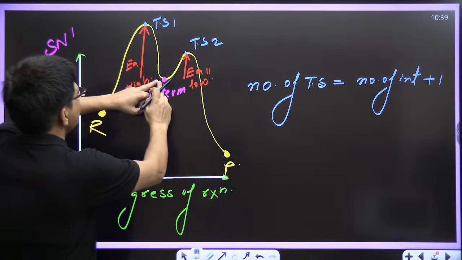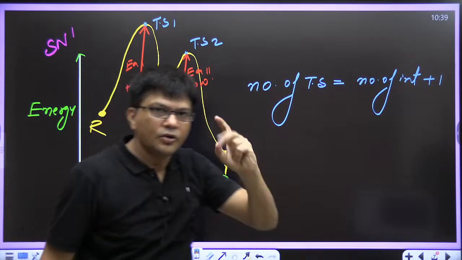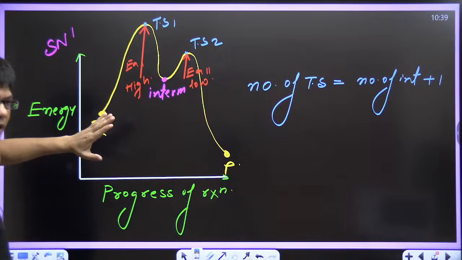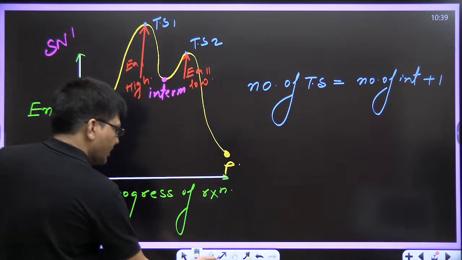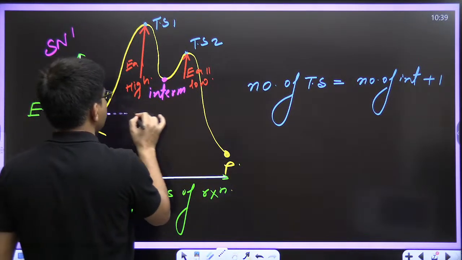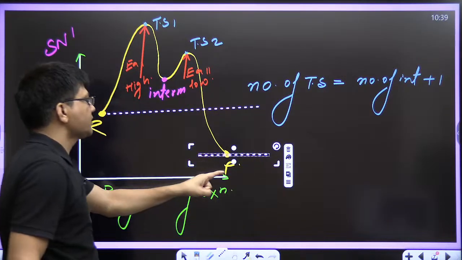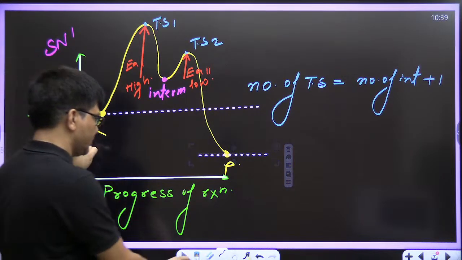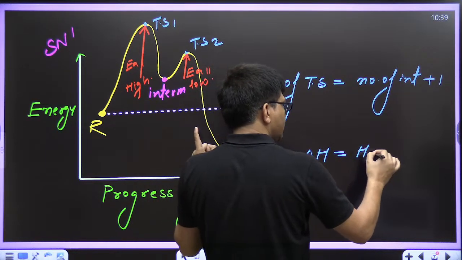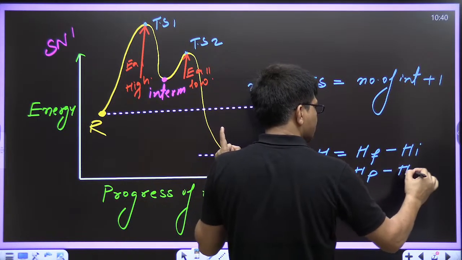You can see this is a valley and these are two hills. Two hills are required to make one valley. So in the examination you can very clearly say this is an SN1 reaction, and if they ask whether this is exothermic or endothermic, you can see this was the energy of reactant and this is the energy of product. Product is having less energy and reactant was having more energy. So if I want to find delta H, it is H final minus H initial, or H product minus H reactant.